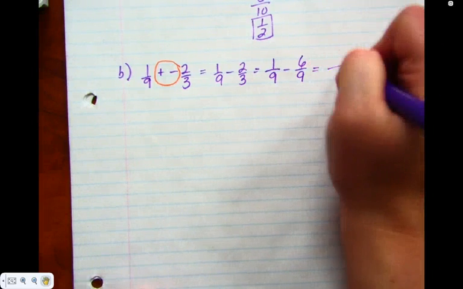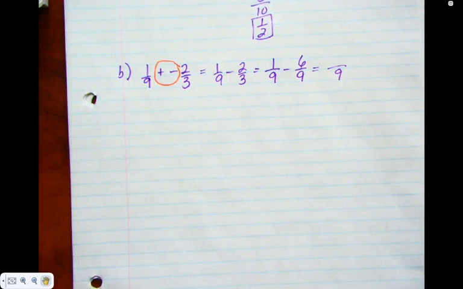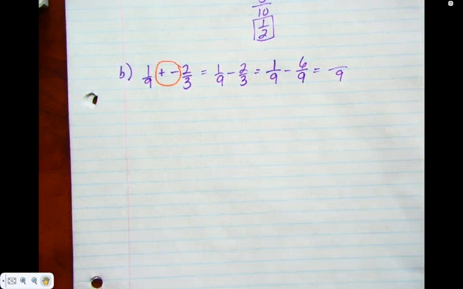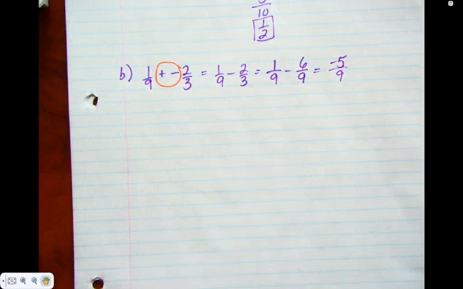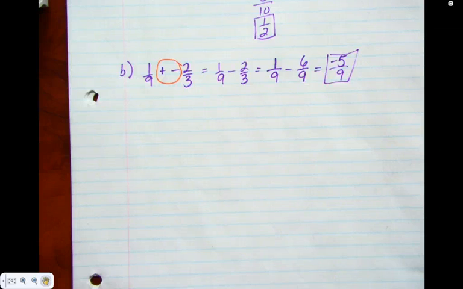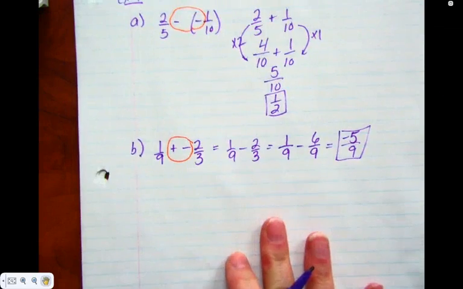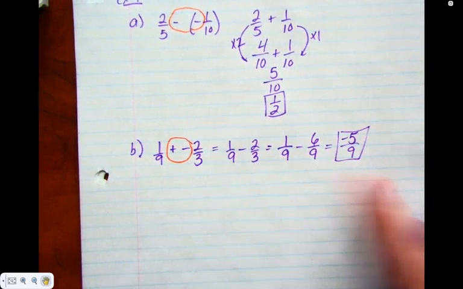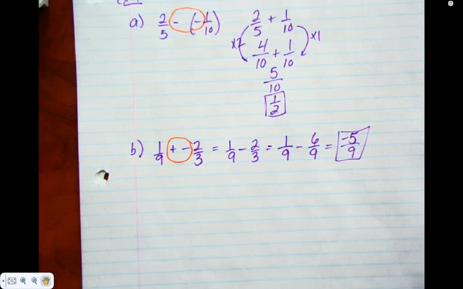Step number 4, combine the numerators. So I'm keeping the bottom and I'm just doing 1 minus 6. Negative 5. Change to mixed. Reduce. End of question. You notice I did the work differently. This one I did vertically, this one I did horizontally. I don't care. Pick and choose whichever one you like better.